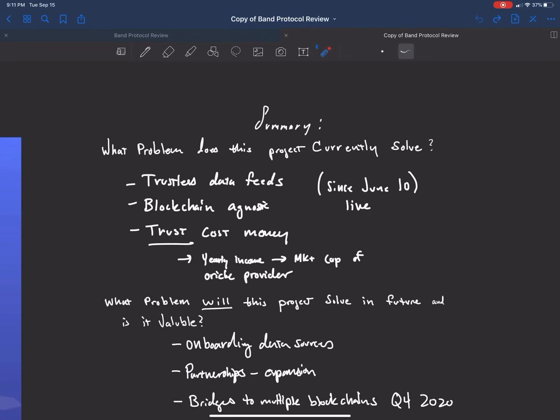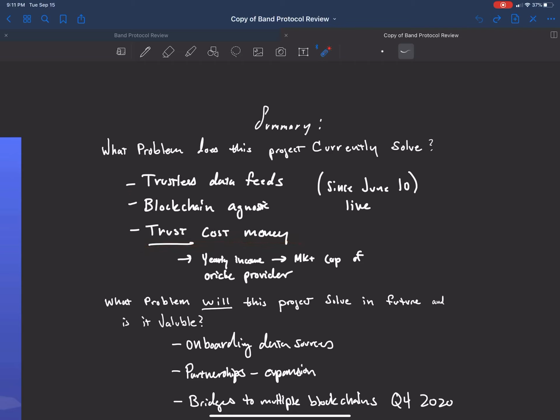So let me jump into the summary of what problem this project currently serves, or what market it serves. It's trustless data feeds, and this project has been live since June 10th. So where do oracles get their value acquisition from? Where do they derive their value? And the fact that trust costs money. Okay, so an oracle is nothing but a data feed.